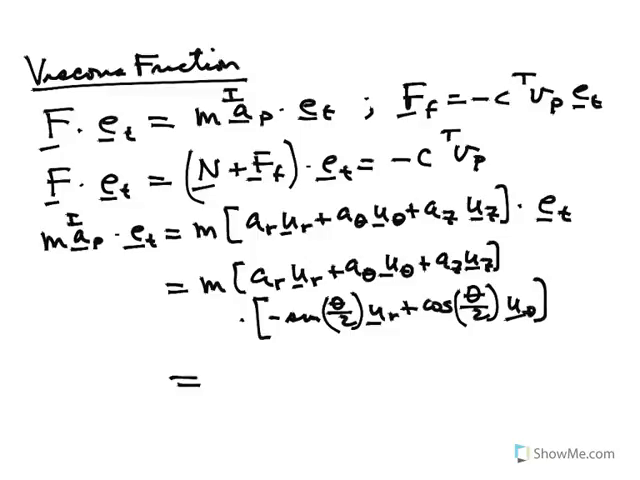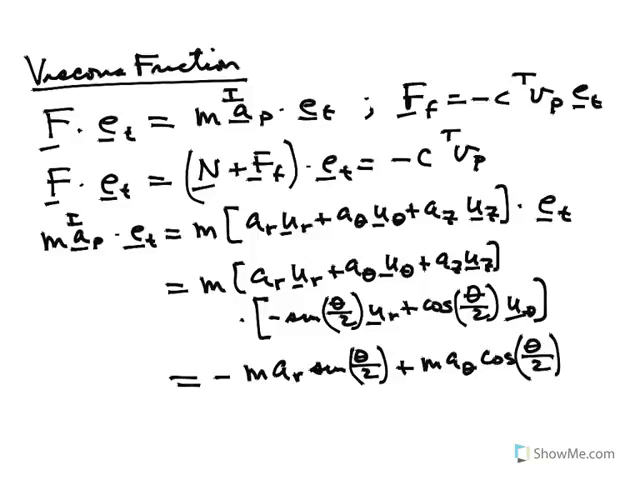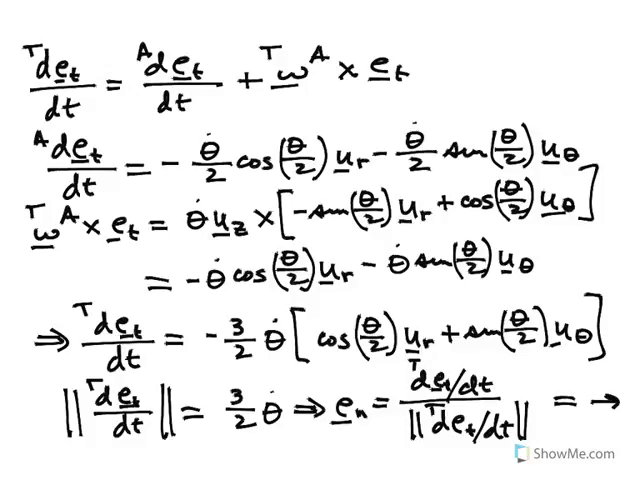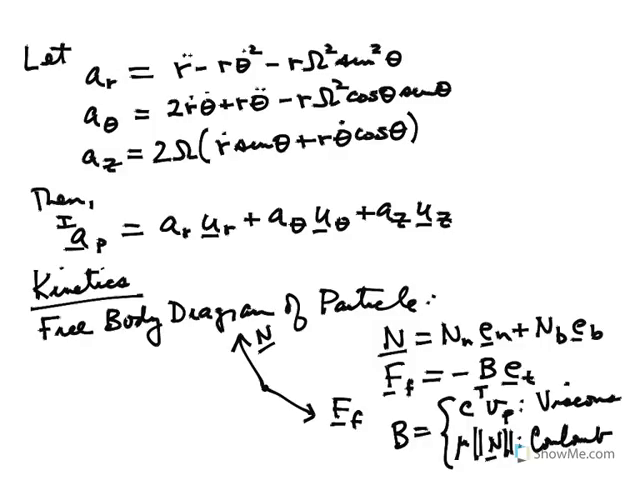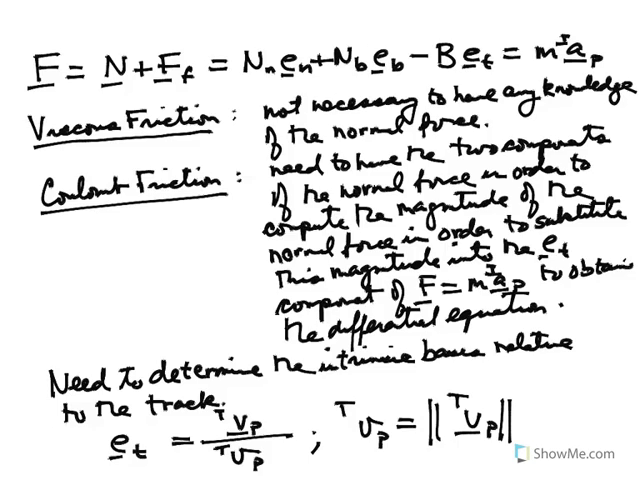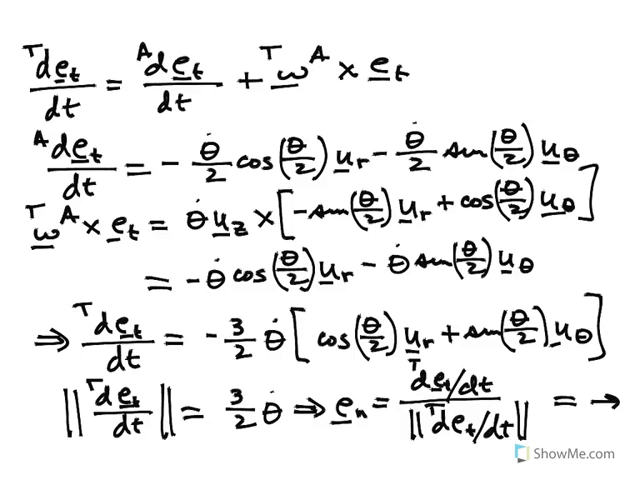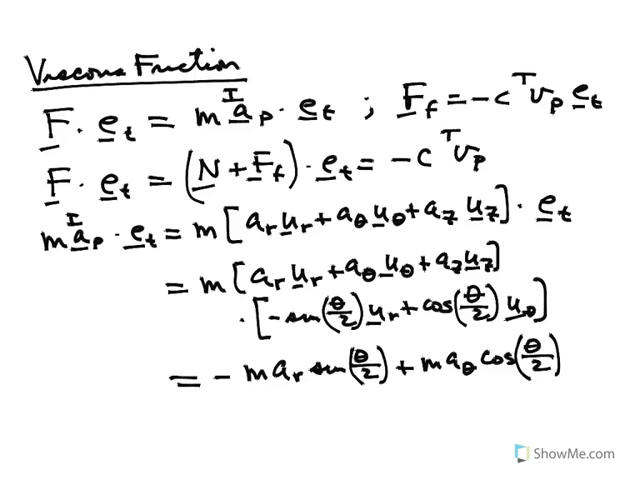So this gives me, well, if I take these components, I get minus m ar times the sine of theta over 2, and then I get m times a sub theta times the cosine of theta over 2, where ar and a theta are what I defined back when I finished the acceleration. So you remember that the acceleration was done up here, and I defined ar and a theta to be those two quantities right there, so I don't need to redefine them.